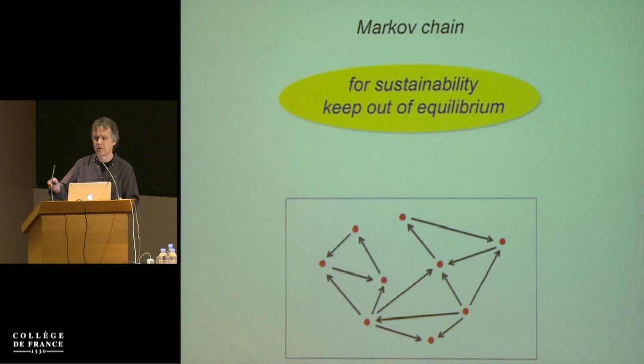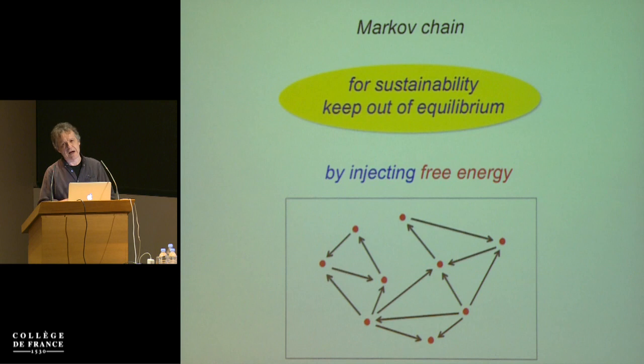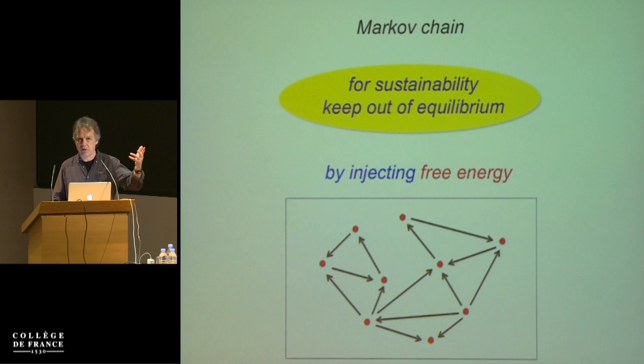Now, if you want to have sustainability for iterated learning, remember these people, Griffiths and Kalish and so on, observed that this was deep sampling. So this was a Markov chain. And a Markov chain will always lead to this sort of thermal death. And so to avoid that, you have to inject energy into the system.